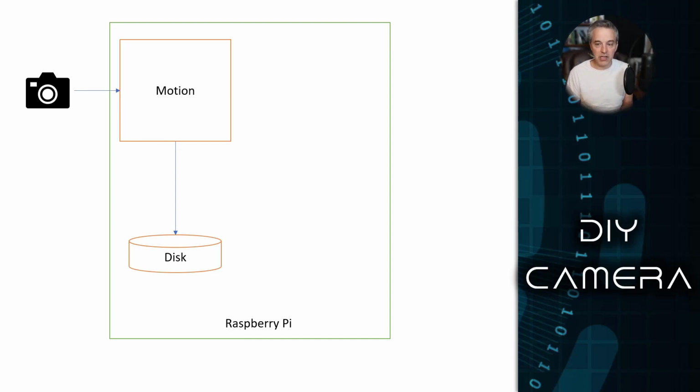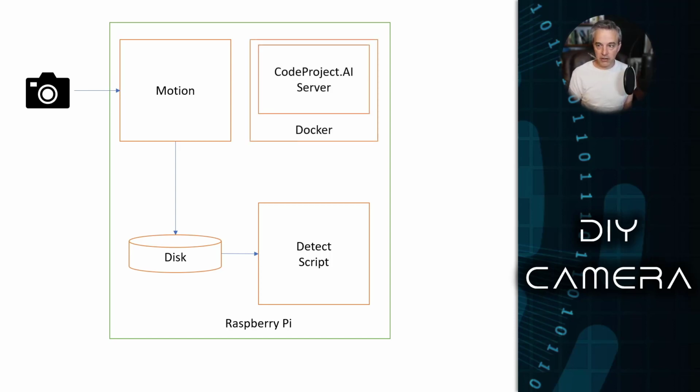So once Motion detects something and it's written to the disk, there's a script that I wrote that's basically just monitoring the output from that. And so when a file gets written to the disk, the detect script then picks up an image. Now, if nothing is happening, then the detect script is idle and it's not doing anything. But if something is written to the disk, it's going to pick up one of those images and start processing it using another piece of software that's running in a Docker container called CodeProject.AI server.